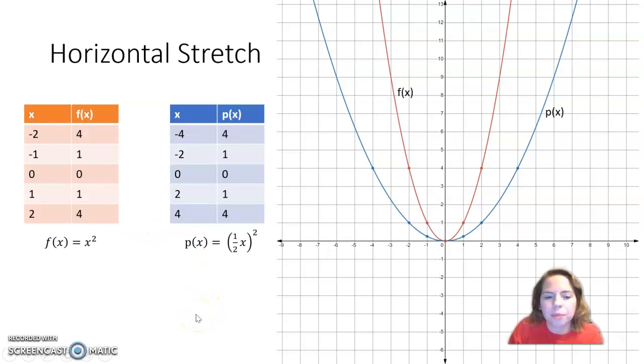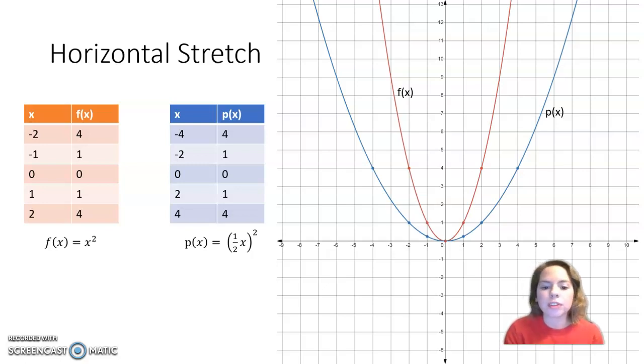So for this one, again, we've got f of x equal to x squared. And for this example, I have the blue one listed as p of x, and I have p of x equal to (1/2 x) squared. Please notice that the 1/2 is in parentheses with the x. Remember, that's what changes the x value. It causes the transformation to be considered horizontal.